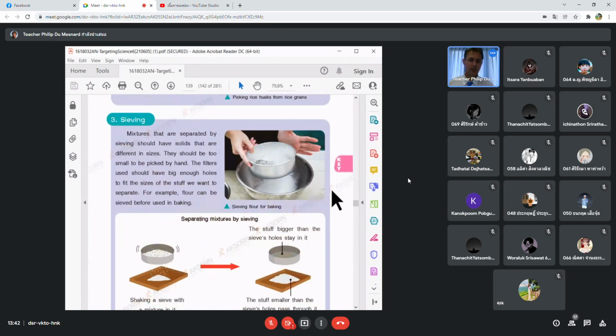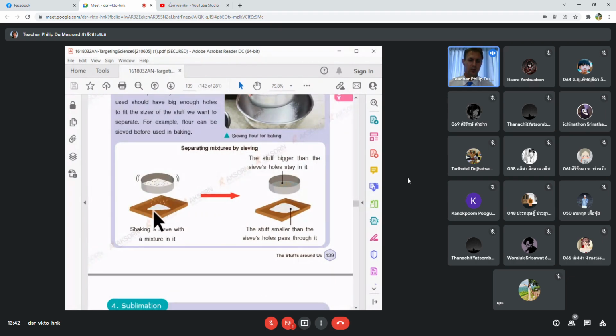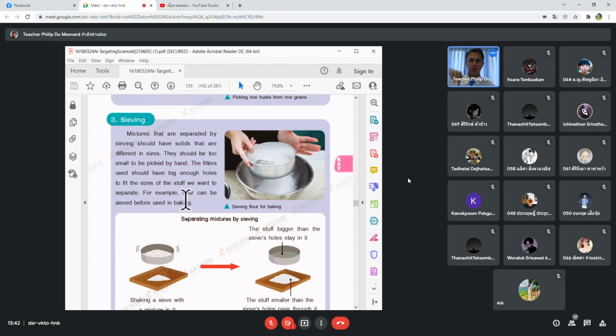And this is about sieving. And we can see here is a sieve. Actually, sorry, that is just a board. Here's the sieve. The sieve is round, and the sieve has holes in it. And so the small things it will go through, and the bigger things it will stay in the sieve. So you can separate gravel and sand.